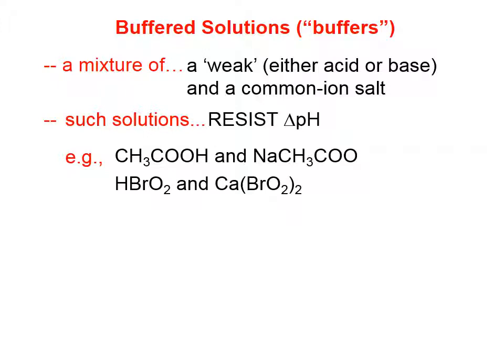Here's another example: bromous acid and calcium bromite. Bromous acid is weak, and calcium bromite is a salt that has an ion in common with the weak acid. Ammonia and ammonium chloride. Ammonia is a weak base. Ammonium chloride is a common ion salt. And one more example: hydrofluoric acid, which is a weak acid, and potassium fluoride, which is a salt that has the fluoride ion in common. So that's what a buffer is.